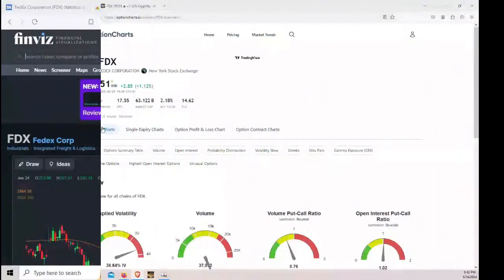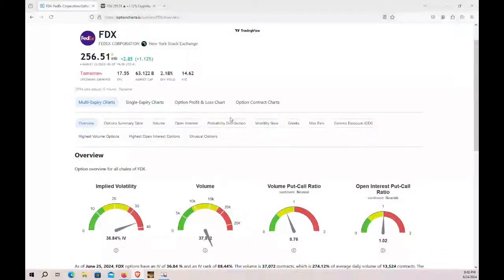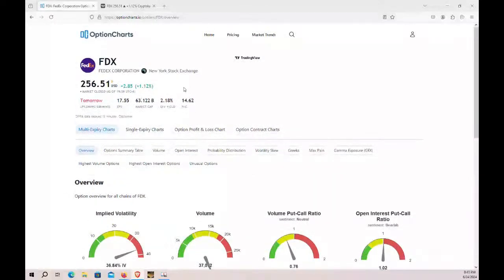So let's go with this one because it's the one I've been studying a little bit, and actually try to see how this works and my advantage. This one, Option Charts, I'm actually paying a subscription for right now, and it shows you the most expired charts. So right now we have FedEx, that's the one we're looking at.